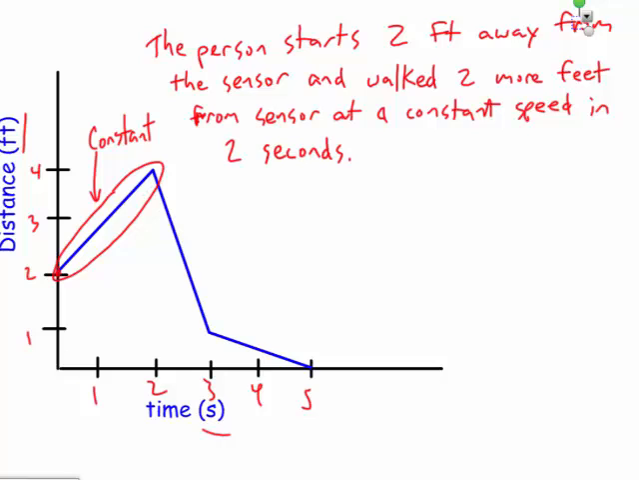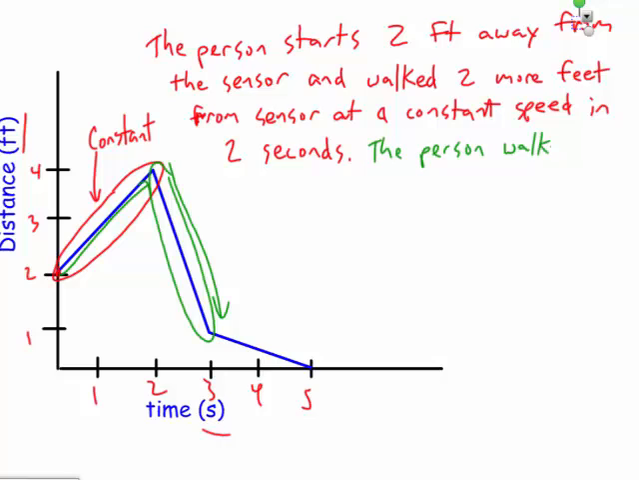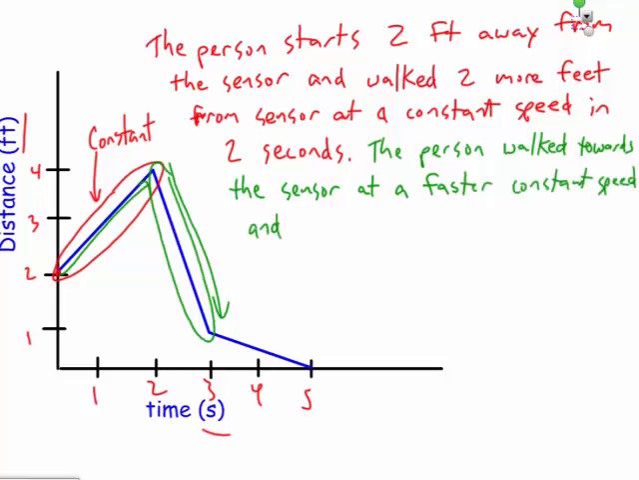Okay, and then what happened after 2 seconds? Well, in the next 1 second, it traveled 3 feet towards the sensor. And was the speed faster or slower than the first 2 seconds? Well, they only covered 2 feet in 2 seconds. Now they're covering 3 feet in 1 second. So really they went at a faster constant speed. So the person walked towards the sensor now at a faster constant rate and traveled 3 feet in 1 second.